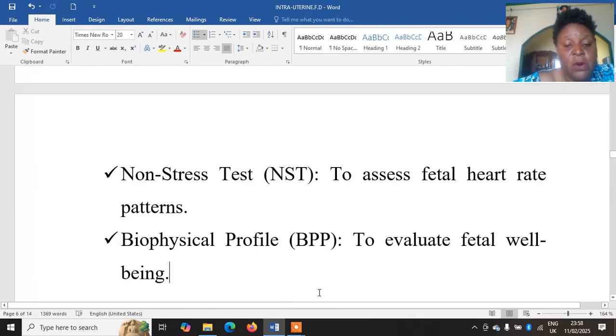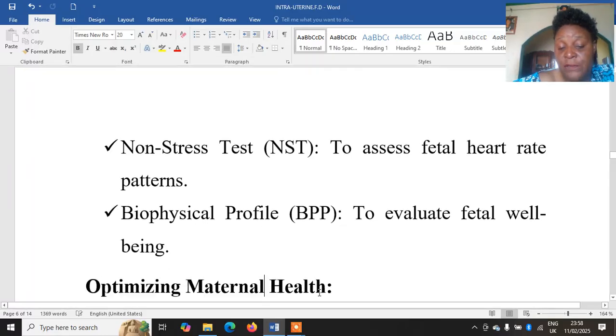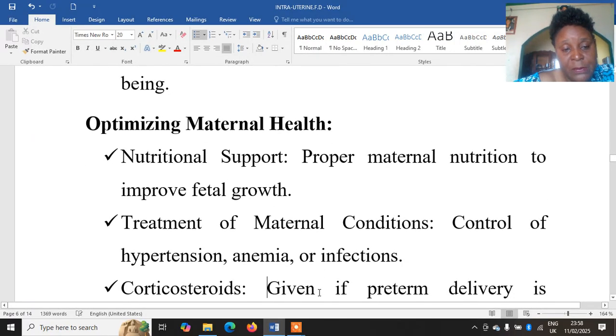Then there is what we call a non-stress test to assess the fetal heart rate. This one we shall do when the mother is at rest. Then there is a biophysical profile. Here we're also going to evaluate fetal well-being. When you look at some results of the ultrasound scan, they will give you all these results.